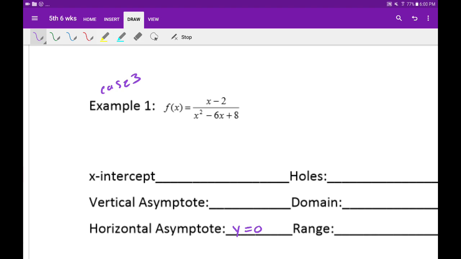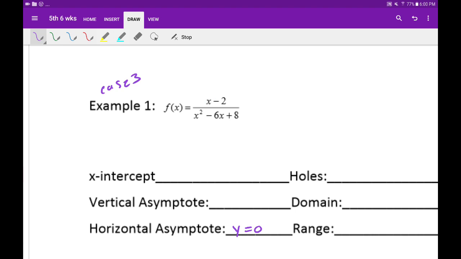Our first step is to determine whether it's simple or not simple. So that's step 0. It's not simple because there's a variable at top. Okay, and then the next step is the horizontal asymptote, in which case it's case 3. Horizontal asymptote is equal to 0.